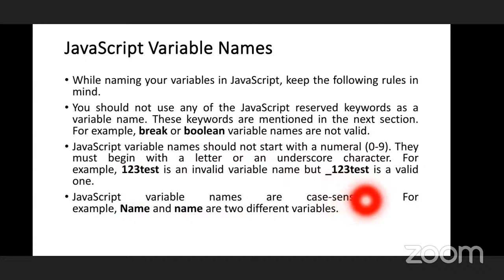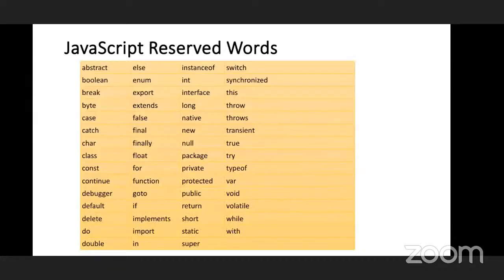And variable names are case sensitive. We already covered this point in the last session also. See, name. In this name, n is capital. In the second name, all are lowercase letters. So these two are completely different. JavaScript treats these two as completely different. So these are some rules we need to follow while giving names to variables.